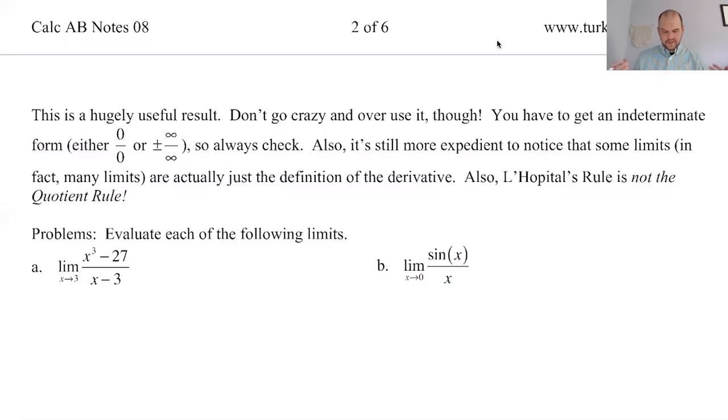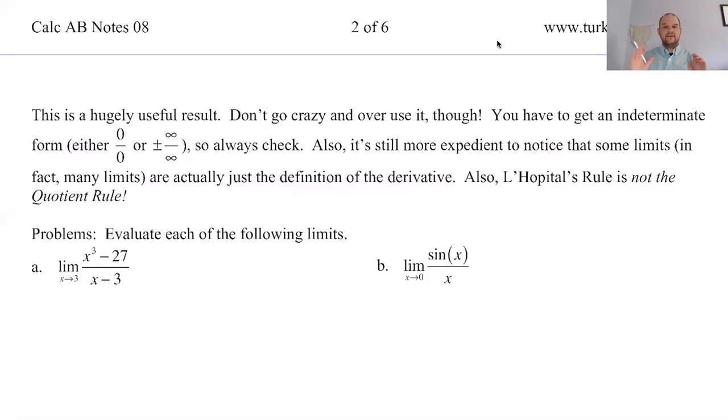All right, we're back. We are on page 3 of Calc AB Notes 8. We're talking about L'Hopital's rule, which is one of the coolest things that you learn because it really simplifies a lot of the work that you have to do. So you have to first realize that you're dealing with a limit where the limit of the numerator and the limit of the denominator are both 0, or they're both infinite in some way, either positive or negative infinity.